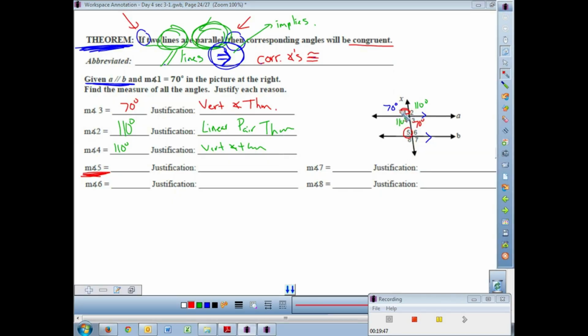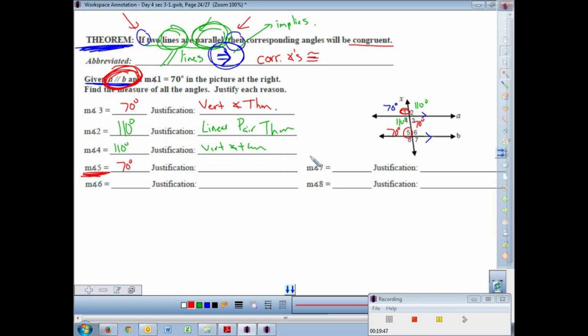So, you got to realize, though, that corresponding angles will not always be the same. You have to have something given to you first. You have to have parallel lines given to you. Oh, cool, we do have parallel lines. So, since the measure of angle 1 is 70 degrees, the measure of angle 5 should also be 70 degrees, because if you have parallel lines, those corresponding angles will be congruent to each other.